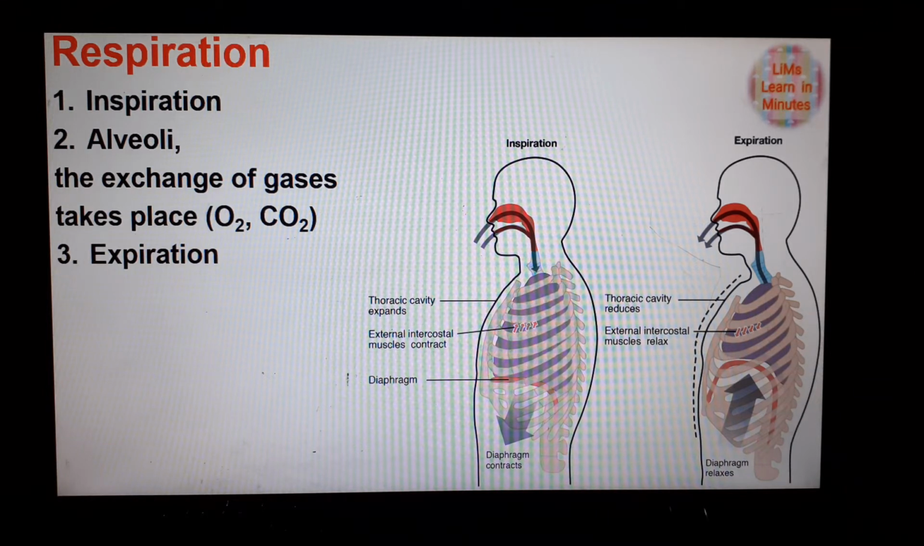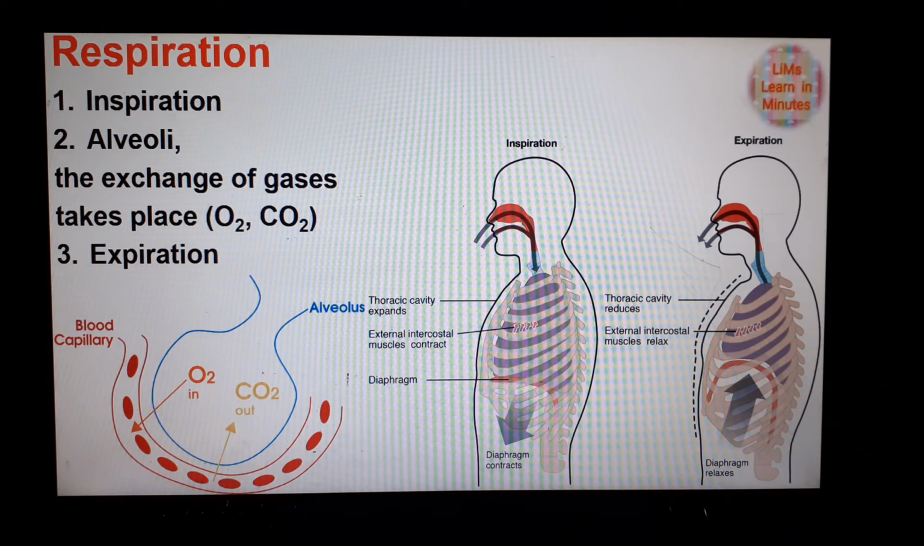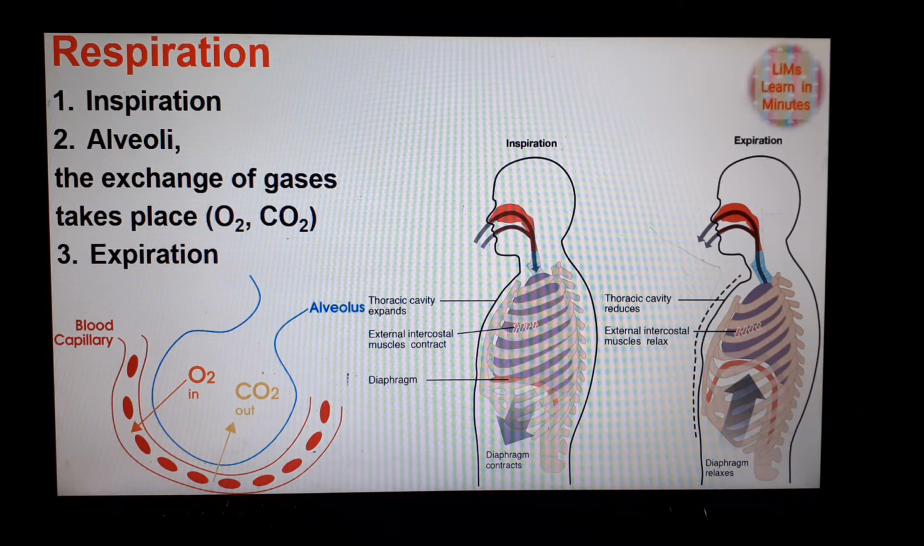Inspiration. Air from the atmosphere is taken in. This action is called inspiration. The inspired air via the nose, pharynx, larynx, and bronchi reaches the alveoli. In the alveoli, the exchange of gases takes place. O2 is taken in and CO2 is given out by the blood. And in expiration, the CO2 collected in the alveoli is removed by the lungs by the act of expiration.